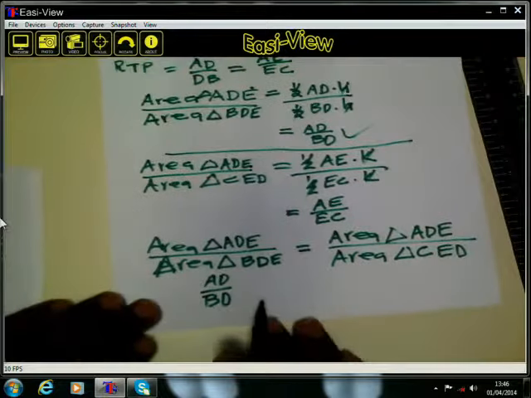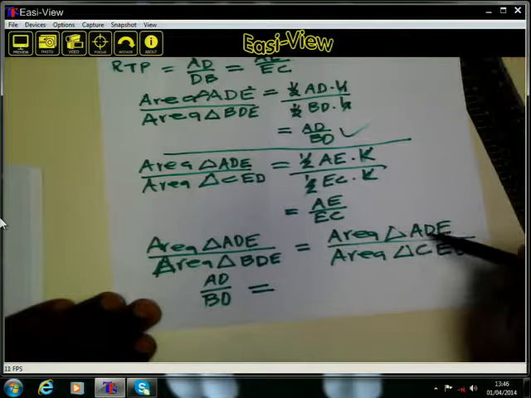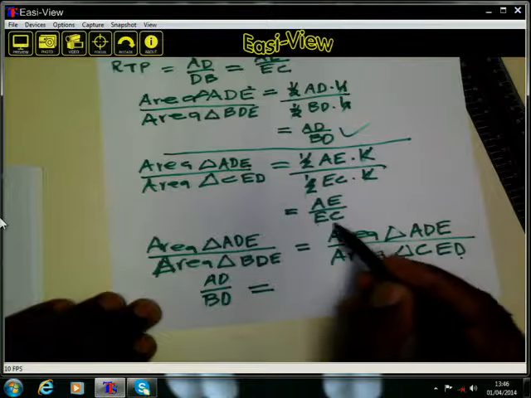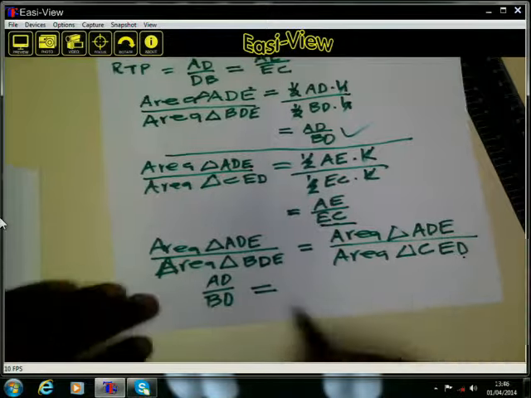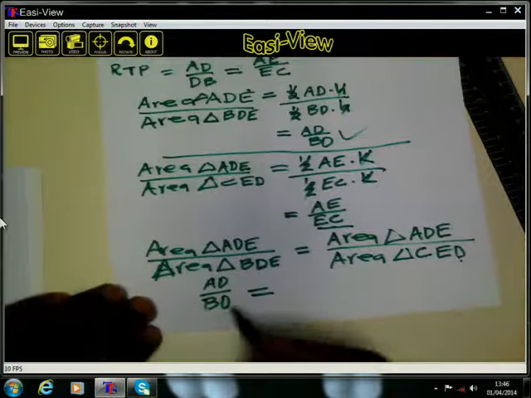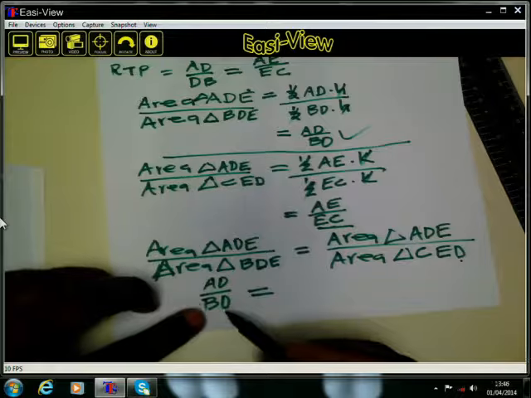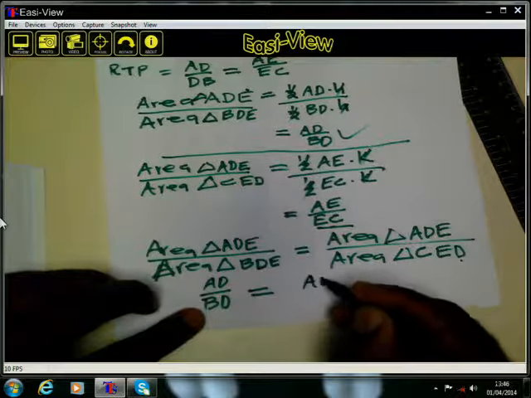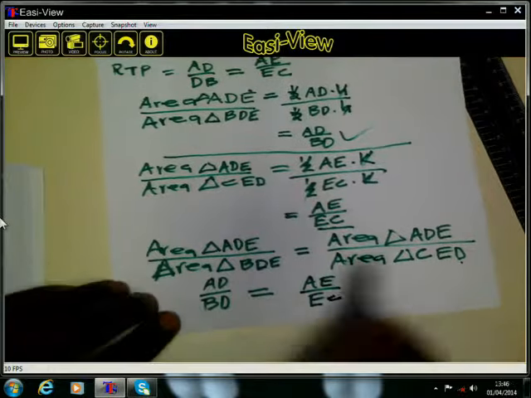Fine. Then, what about area of triangle ADE over area of triangle CED? This is equal to that. Now, it means side AD over side BD will have to be equal to side AE over side EC. What is the reason for that? Because both of them are equal.